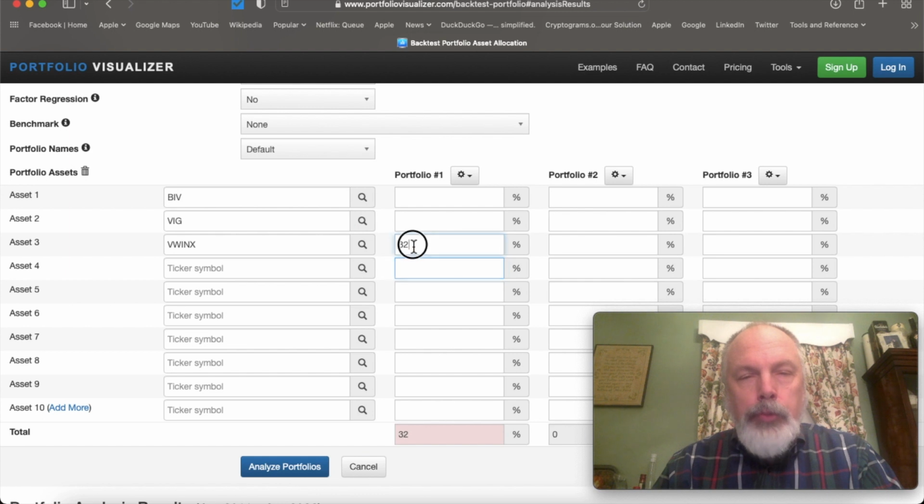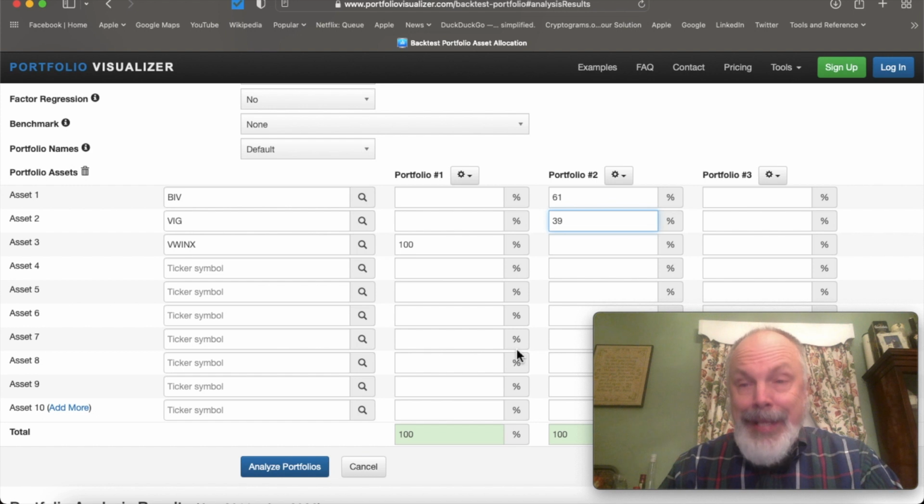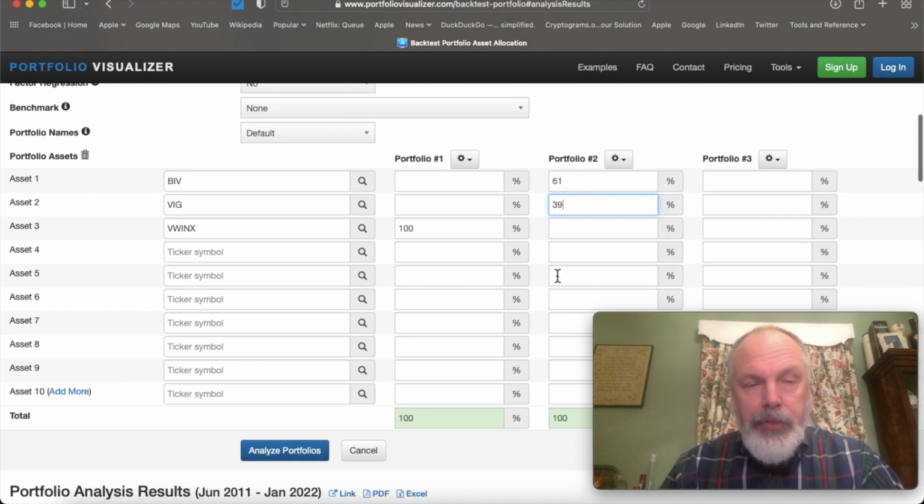So in my first portfolio, I'm going to have 100% of that. And in my second one, I'm going to replicate it 39-61. So in the same proportion of equity to bonds as Wellesley income, I'm going to put these 2 ETFs. And then I'm going to analyze the portfolios.